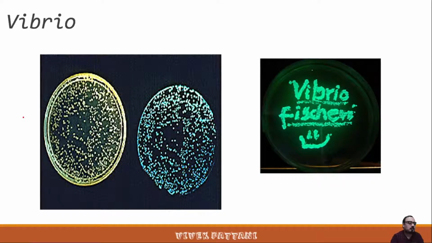You may also know that Vibrio cholerae is present in contaminated waters, and Vibrio cholerae is responsible for the cholera disease in human beings. Similarly, there are other species of Vibrio which can emit bioluminescence. One such example is Vibrio fischeri.